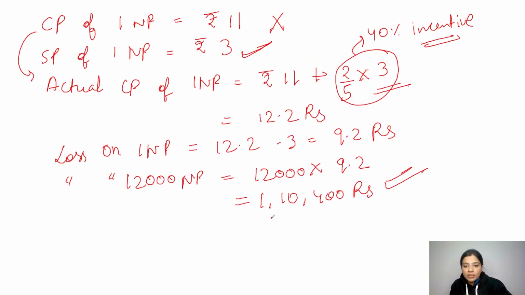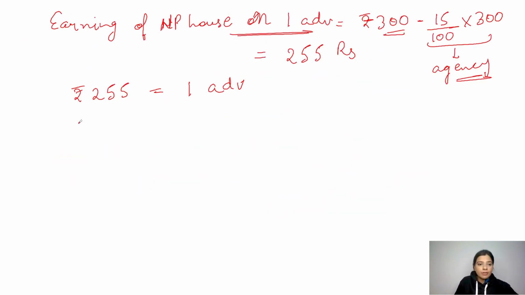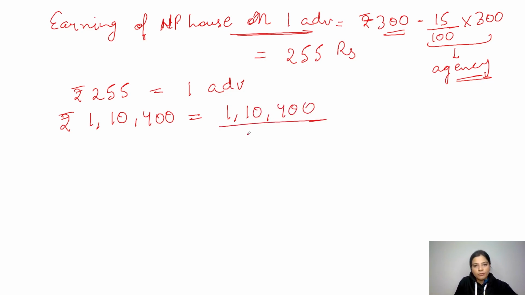Now it has to earn 1 lakh 10,400 rupees to cover the loss, because this was the loss after selling the 12,000 copies of newspapers. So that it has a break even point, it has to make 1 lakh 10,400 rupees from printing of advertisements. Using the simple unitary method, you can easily predict how many advertisements will be printed: 1 lakh 10,400 upon 255. This is simply the unitary method that you have been doing since your childhood.